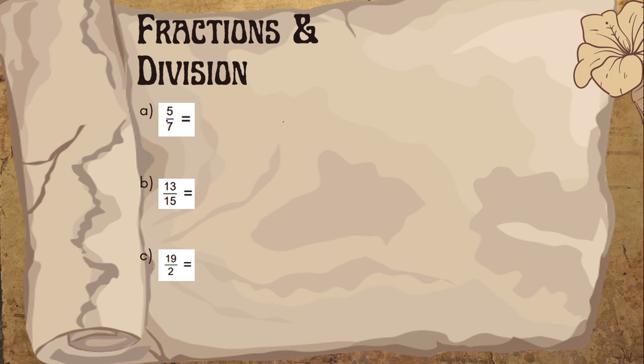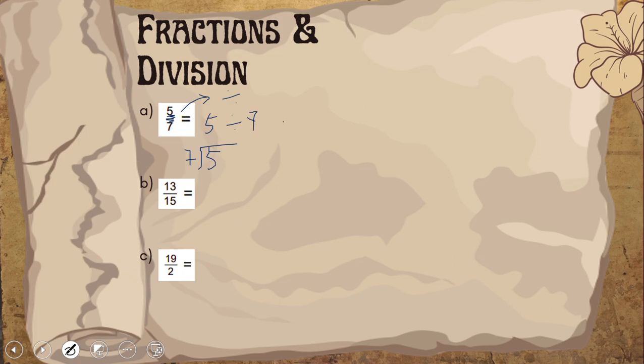Remember, for a fraction, when you have 5 over 7 or 5 per 7, no matter how you say it, this over here counts as division. So that means if you have 5 over 7, it is equal to 5 divided by 7.